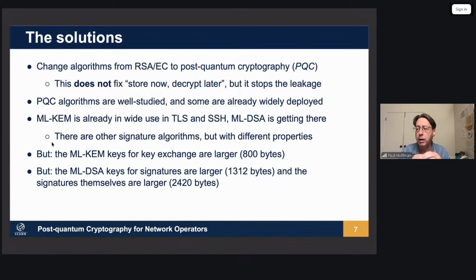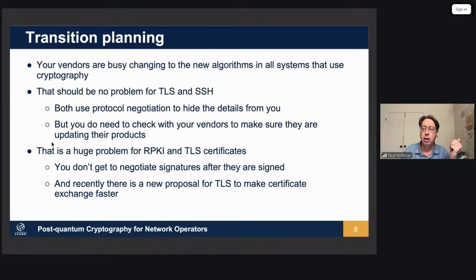Again, not enough to break your budget, but probably enough to notice, for the same things that used to go quickly, these things are going more slowly, just because the keys and the signatures are larger. Okay, so we've got some problems. I gave you some solutions on this last slide. How do you make this transition?